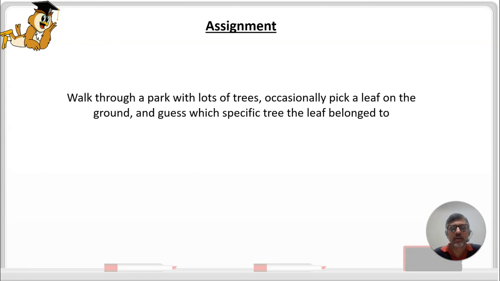Walk through a park with lots of trees, occasionally pick a leaf on the ground and guess which specific tree the leaf belonged to. So walk in a sort of wooded park. This assignment has nothing to do with Bollywood. It's a healthy assignment. Walk through a park with lots of trees and occasionally pick up a leaf and guess which specific tree. So if you find a mango leaf and there are multiple mango trees around, try to identify which specific mango tree that leaf came from.